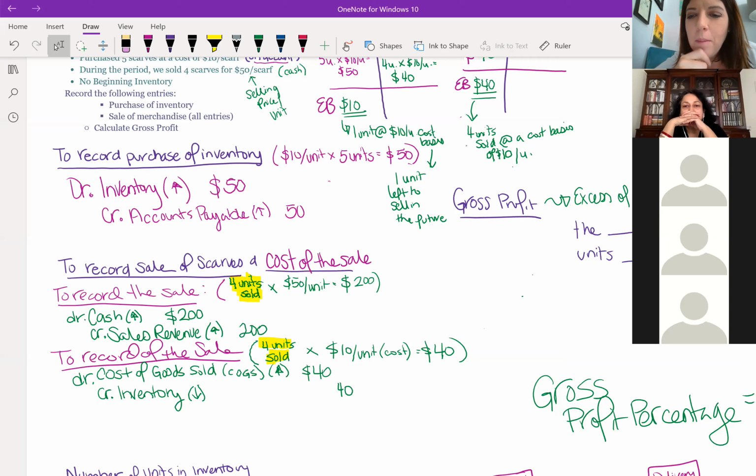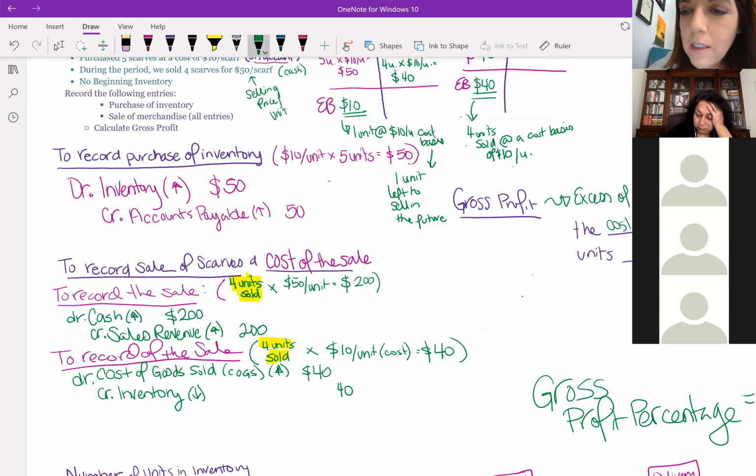We're going to talk about gross profit related to this as well. Gross profit is the excess of sales over the cost basis of the units sold. So basically it's telling us how much above cost we were able to sell our goods for, how much we were able to actually mark up our products by. What was the market willing to accept from us?